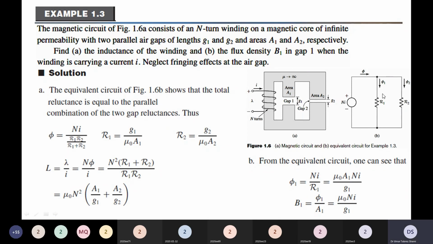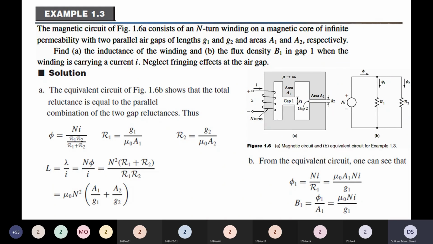So in reluctance 1 we will have flux 1, in reluctance 2 we will have flux 2. The mmf being provided is equal. The same mmf is being provided to reluctance 1 and the same mmf is being provided to reluctance 2. This is the concept from electric circuits. So now let us solve our example. कोई values नहीं given, no values are given, so we will solve in a generic way.